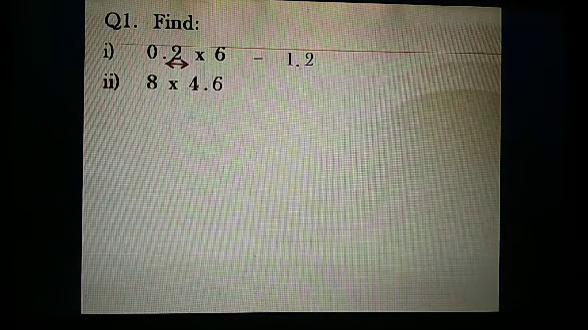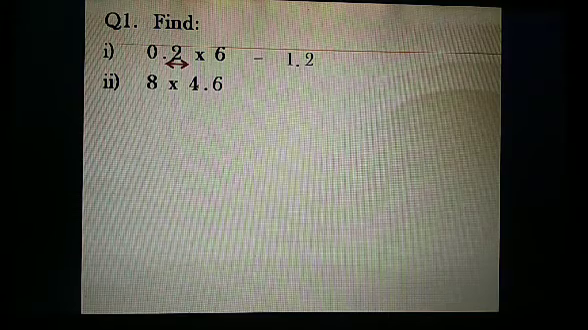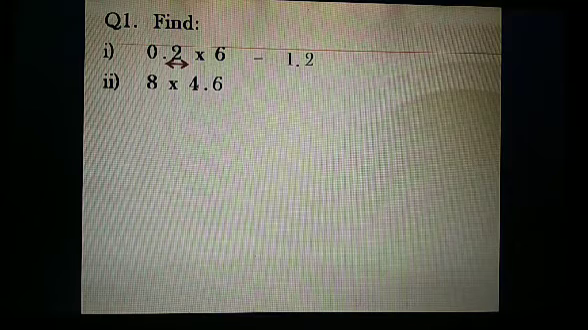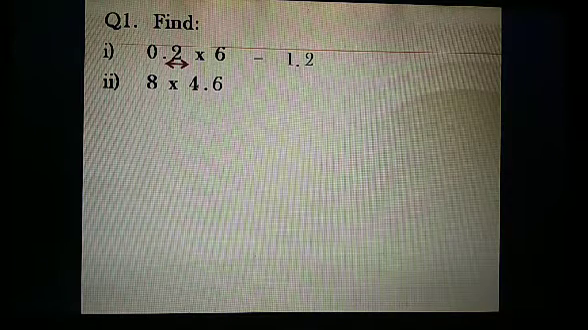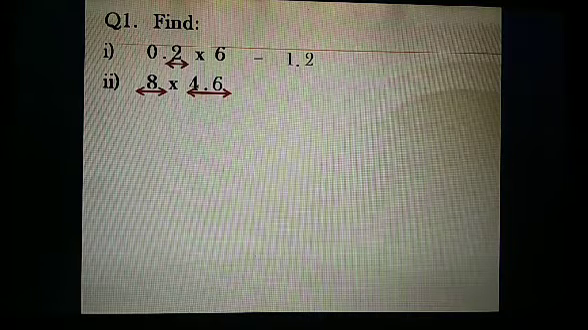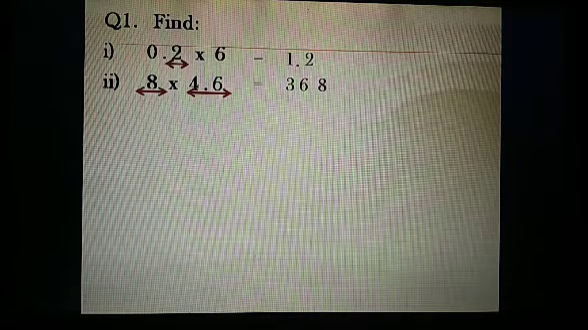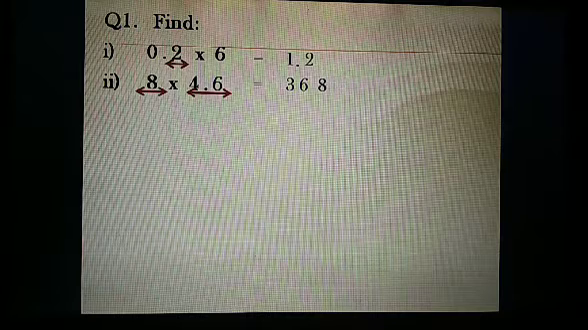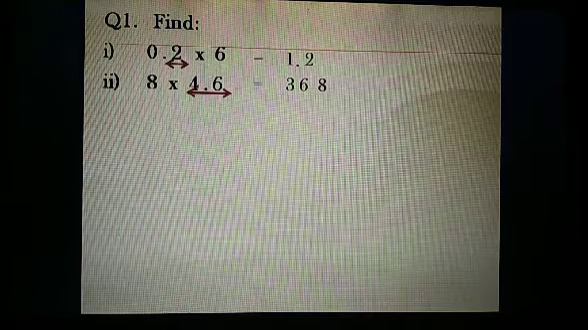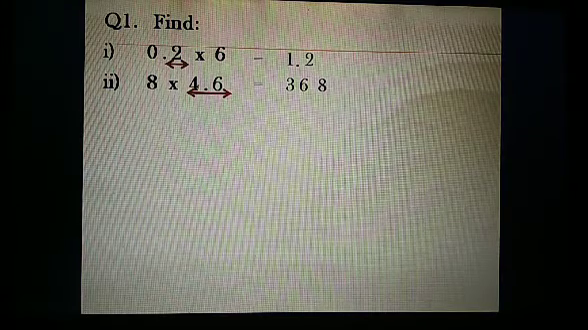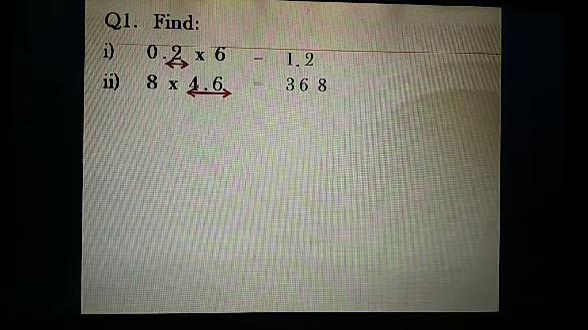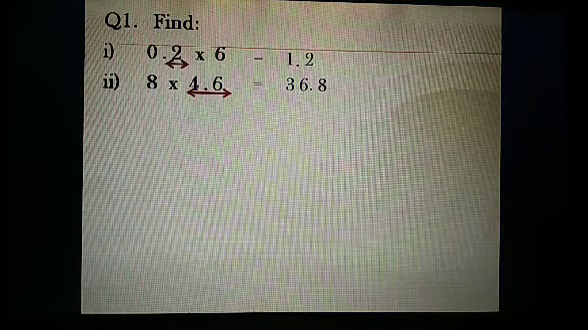Moving to next. Again multiply 8 and 46. We will not consider the dot right now. Multiply the two numbers. Yes, what will you get? After multiplying this, we will get 368. Now again check which number is decimal here. Here the second number is decimal and it has 1 digit in the decimal part. Again from right you will put dot after 1 digit.